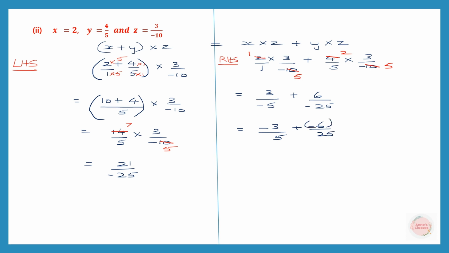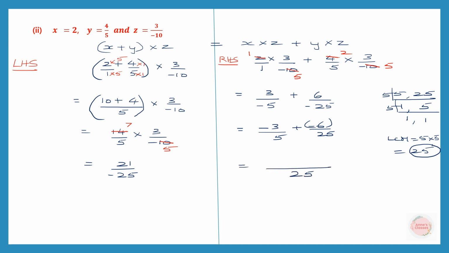Now here we have to find the LCM of 5 and 25. 5 ones are 5, 5 fives are 25. Carry on 5, 1 and 1. So LCM is equal to 5 into 5, which is 25. So let's use this as the common denominator here. So here this will be 25. And the first rational number, the denominator is 5. So 5 fives are 25. Multiply this also by 5. 3 fives are 15, minus 15.